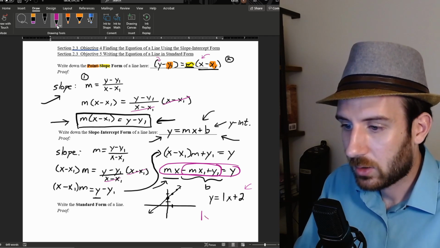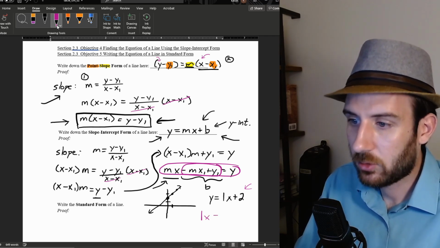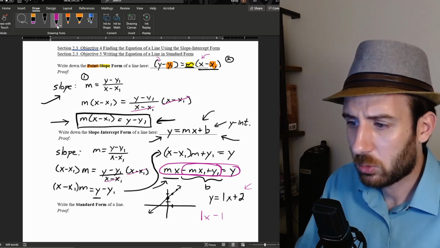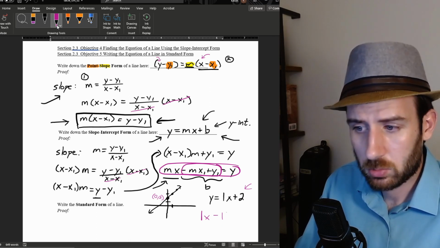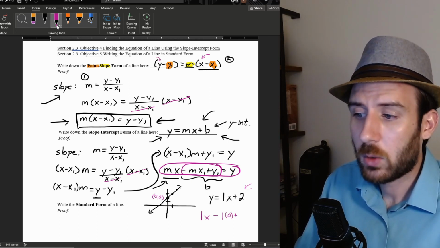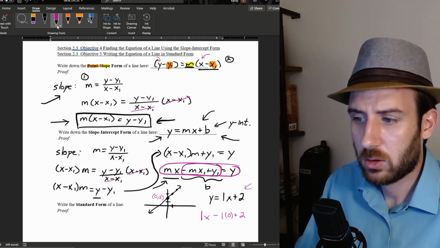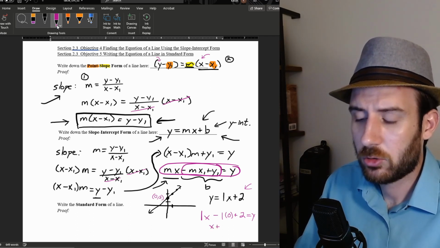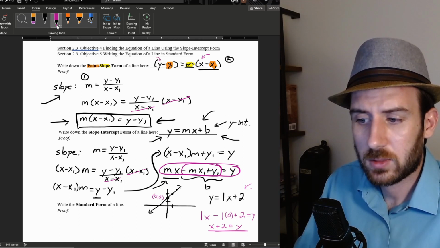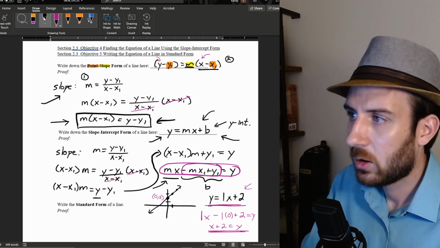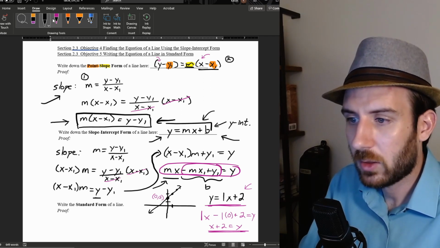Okay, so we've got 1 times x minus m is 1. x1 is, let's see, want to choose a point. Maybe we'll choose this point here, 0, 2. So x1 would be 0, plus y1 would be 2 in this case. Does that work? I think so. Equals y? That would simplify to x plus 2 equals y, and I think that's the same thing as what we started with right here. Okay, good. So this is, again, an equation of a line, this slope-intercept form of a line.